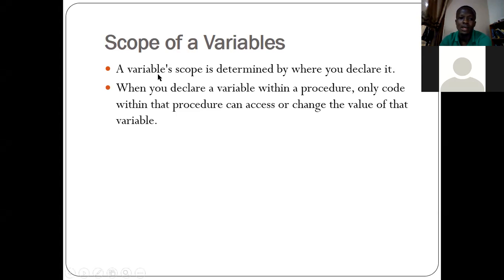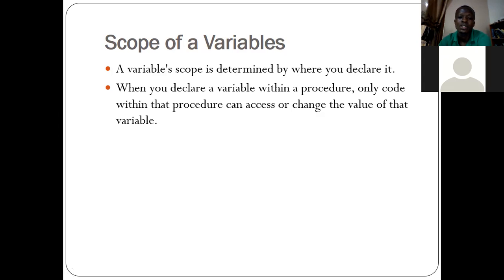Okay, so a variable scope is determined by where you declare it in the code. When you declare a variable within a procedure, for example, the odd and even determiner is a procedure. The maximum algorithm is a procedure. So you can have all this in one box.